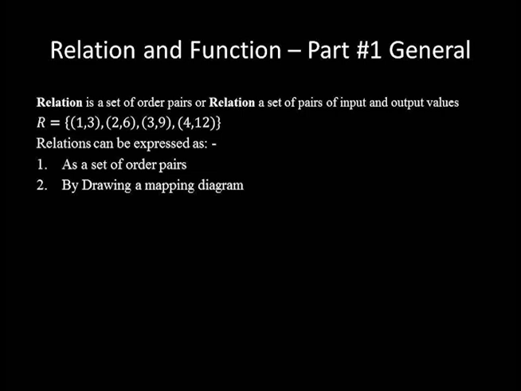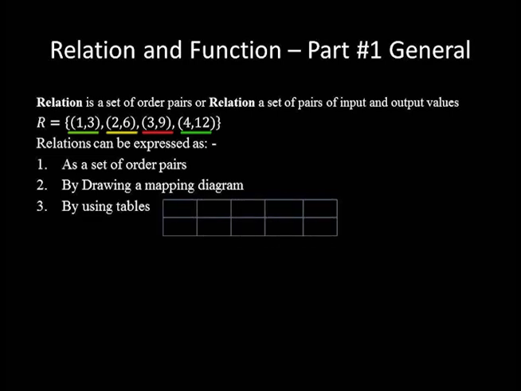Relations can also be expressed by using tables. To represent these four ordered pairs in the form of a table, we are just going to draw a table with 2 rows and 5 columns, and then fill in the values of x and y in a manner that can show their correspondence. Let's fill in x values first. 1, 2, 3, and 4. 1 corresponds to 3, 2 corresponds to 6, 3 corresponds to 9, and 4 corresponds to 12.